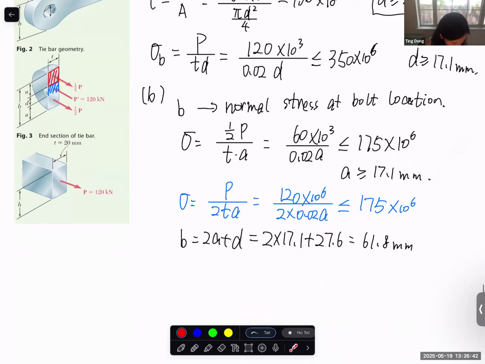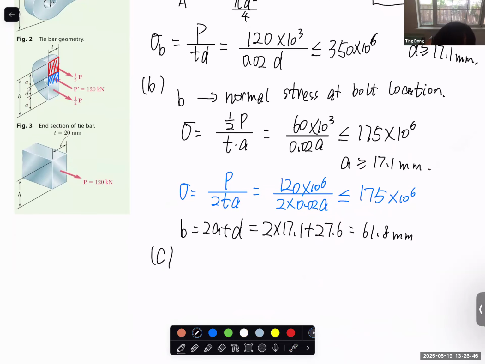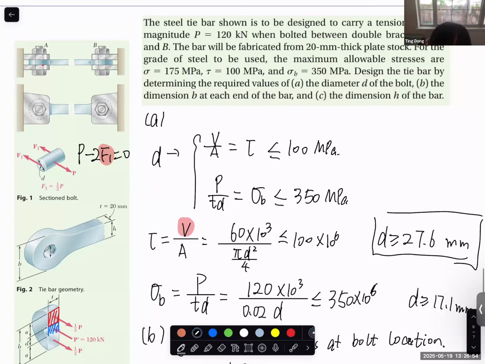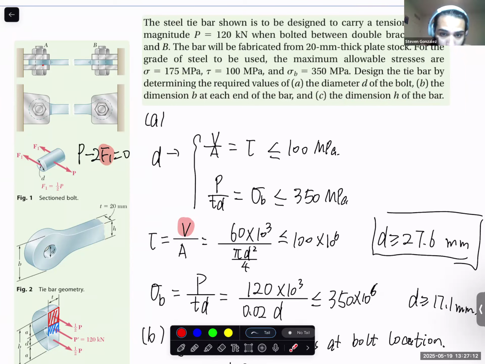Okay, now let's move on to the third step. For dimension h, we need to determine the dimension h here. So what stress do we need to consider? What stress do we need to consider for calculating shear? Normal. Great. Why shear for the normal? For the bar, like when it's breaking, I'm not quite understanding. Could you please explain? How is it breaking?